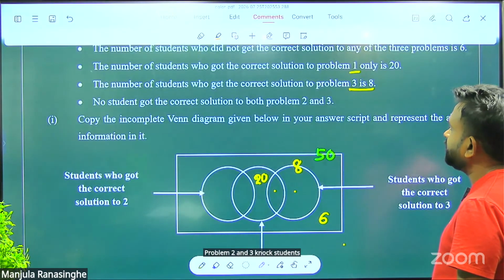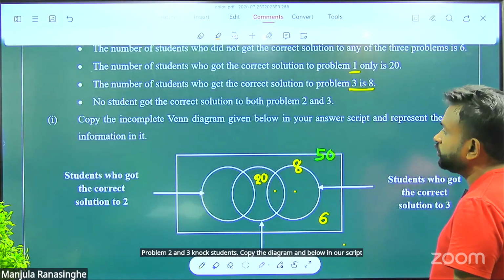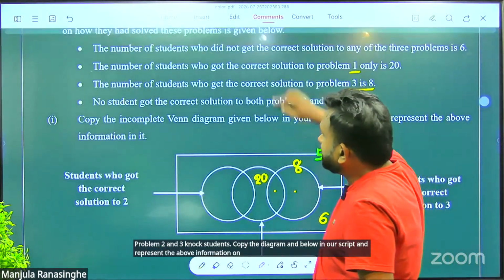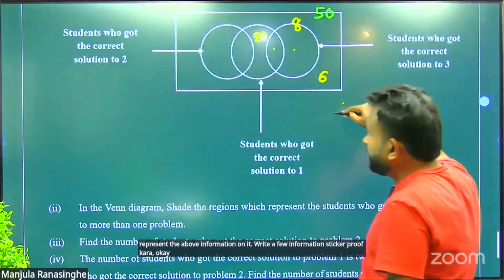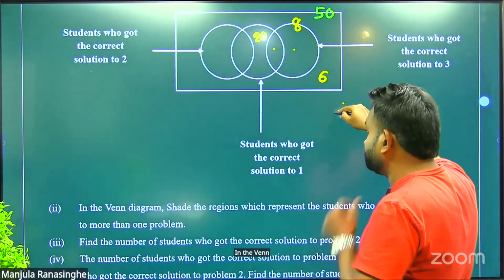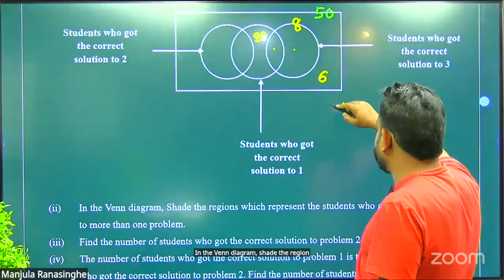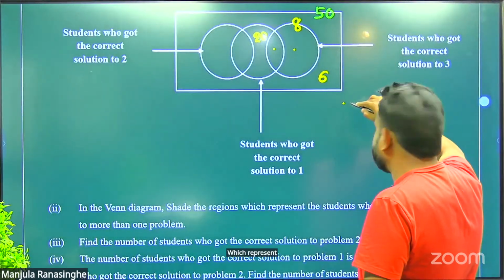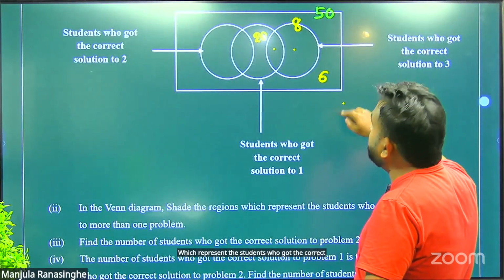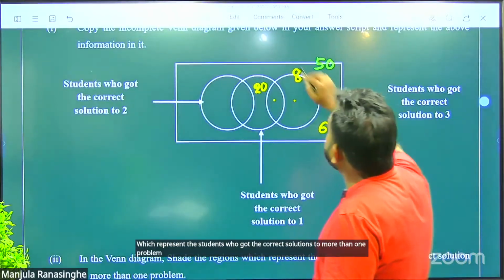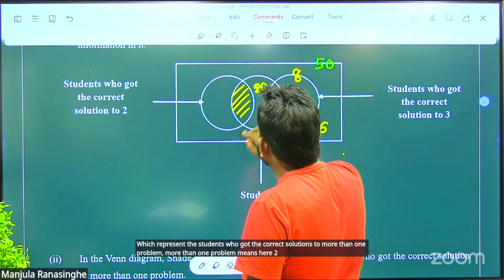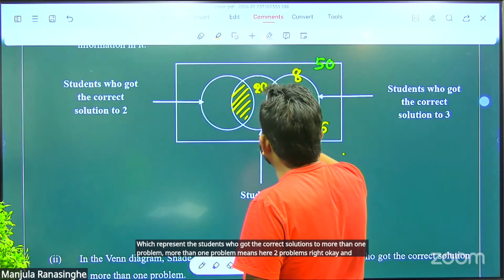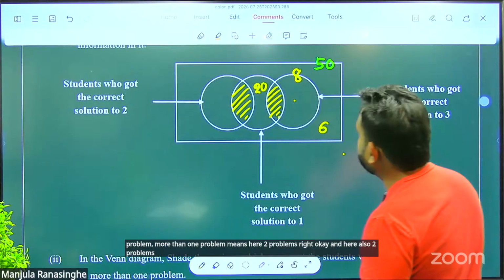Copy the diagram below in your answer and represent the above information on it. Okay. In the Venn diagram, shade the region which represents the students who got the correct solutions to more than one problem. More than one problem means here two problems, right? Okay, and here also two problems, right?